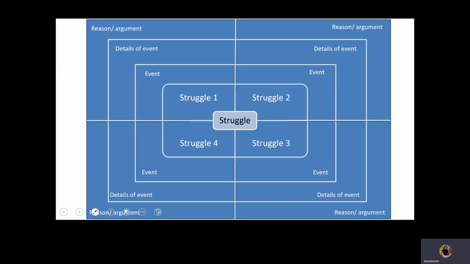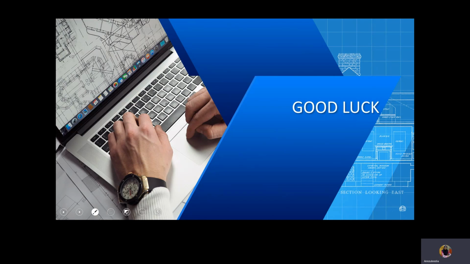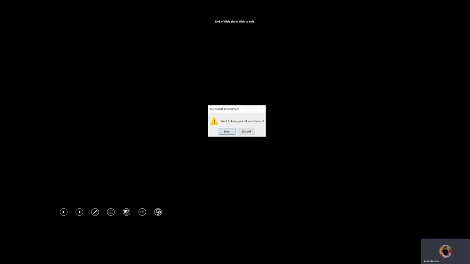So this is what the square will look like if you want to answer that question. In the middle will be what the struggle is. So 1, 2, 3, 4. And then you need to describe the event to show when there was a problem or obstacles or challenge in life. And then you need to give the details of the events, and finally the 4th layer is your argument. Okay. All right. So good luck with that.